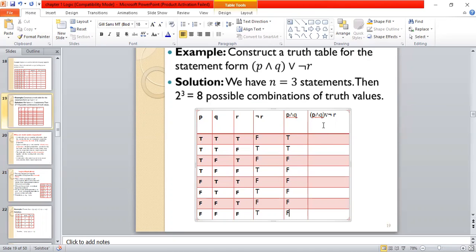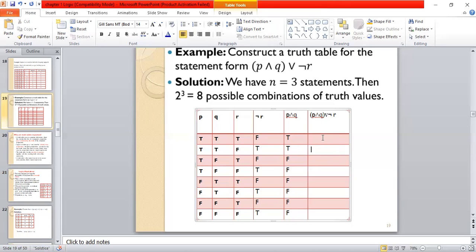And the last one is the compound proposition P and Q or negation of R. So we have P and Q here, and we have the negation of R here, and they are connected by disjunction. Then the truth value for a compound proposition connected by disjunction becomes false only if both statements are false.